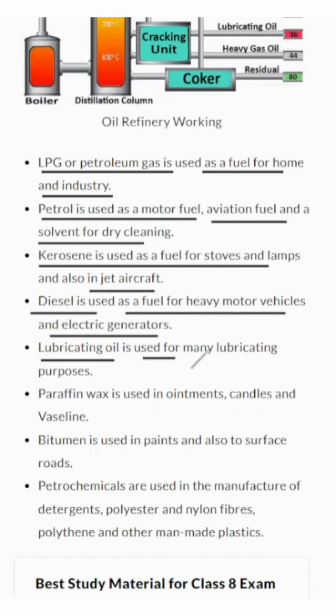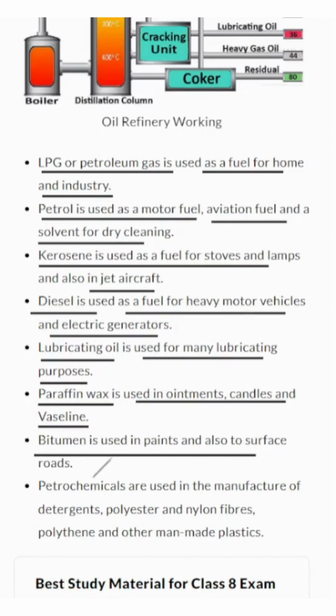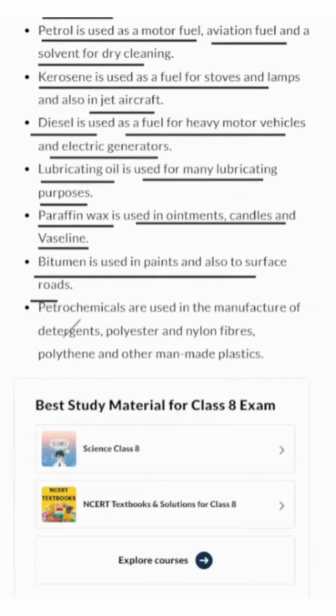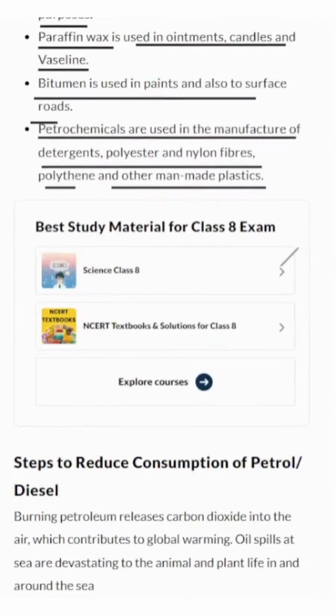Lubricating oil keeps machinery running smoothly. Paraffin wax finds its way into ointments, candles, and vaseline. Bitumen is used in paints and road surfacing. Petrochemicals are essential in the manufacture of detergents, polyester, nylon fibers, polythene, and various plastics.